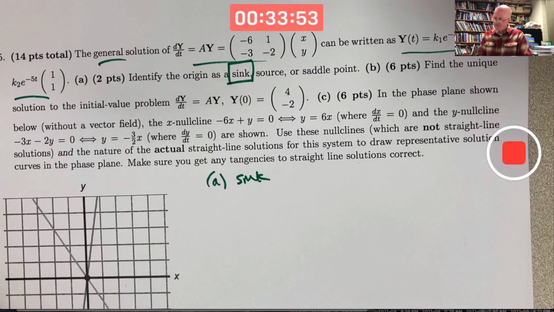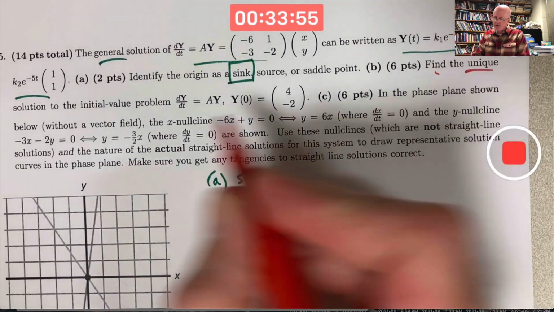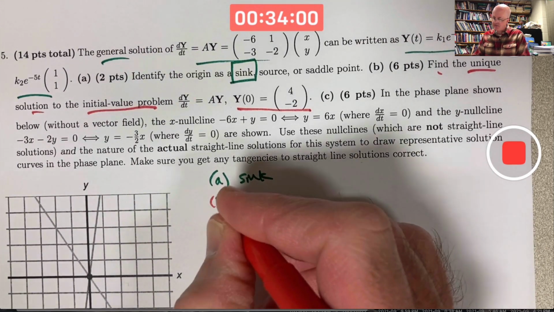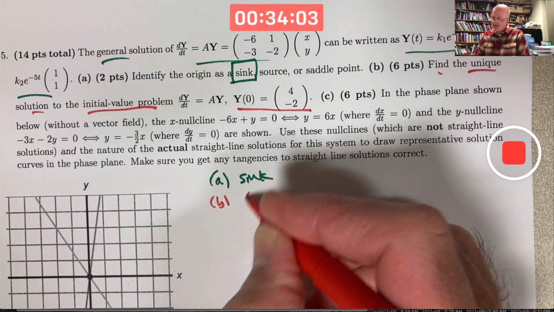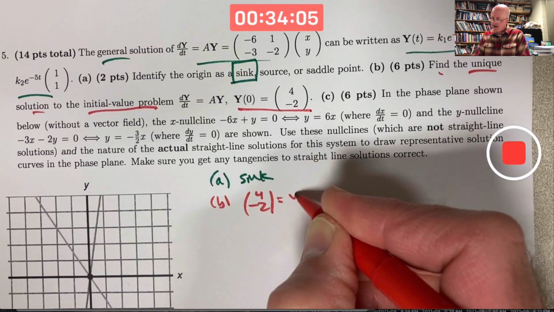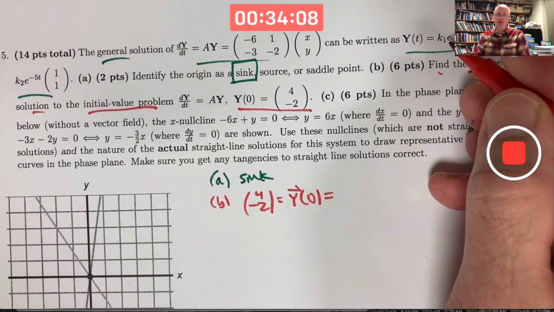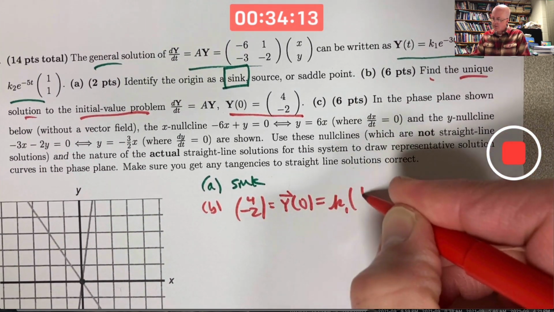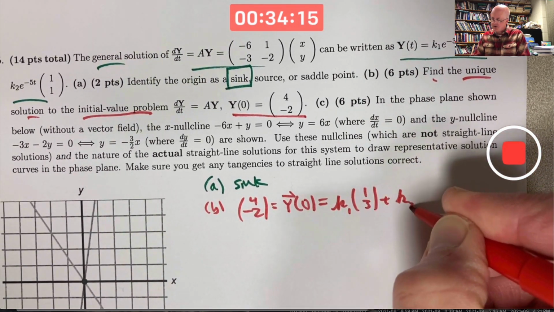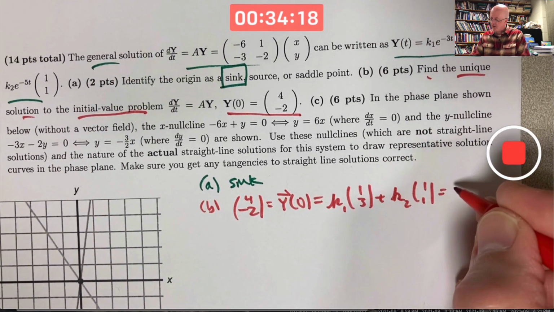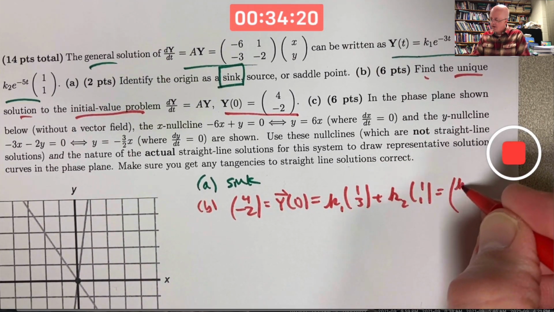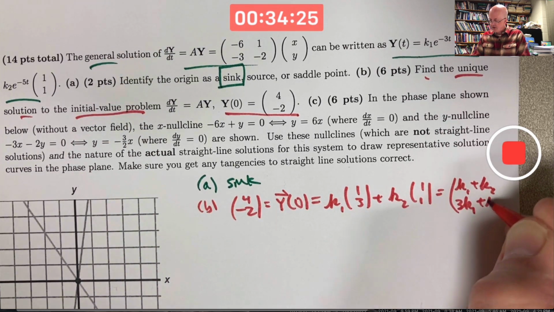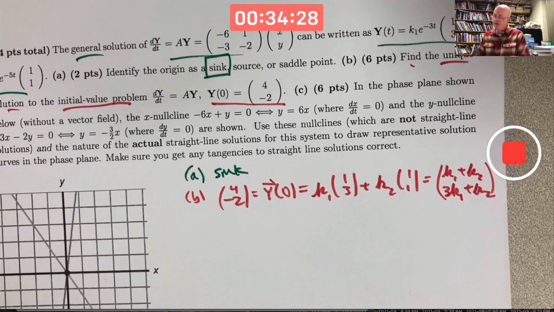B says, find the unique solution of the initial value problem where y(0) is (4, -2). So that's just a matter of solving a system of equations. (4, -2) equals y(0). Plug in t equals 0 into the formula. e to the 0 is 1. So I get k1 times (1, 3) plus k2 times (1, 1). I can write this all as one vector if I like. k1 plus k2, and then 3k1 plus k2. It's a linear system of two equations and two unknowns, k1 and k2.